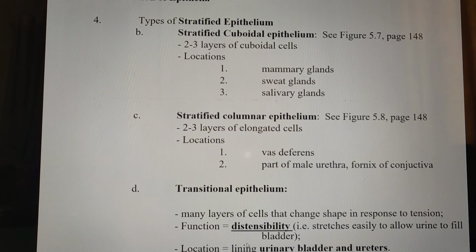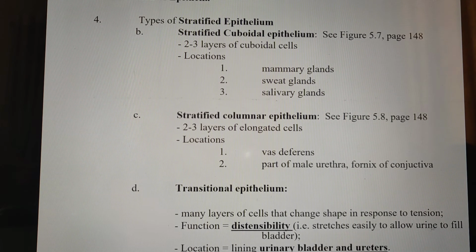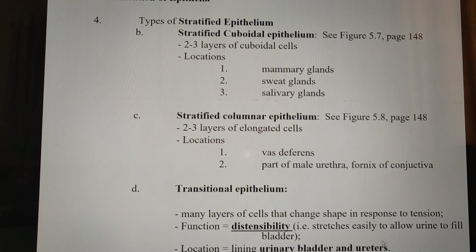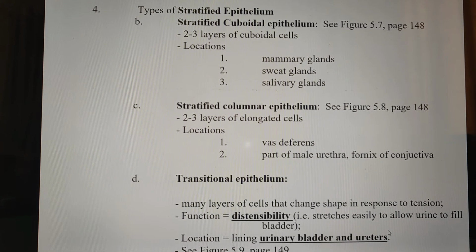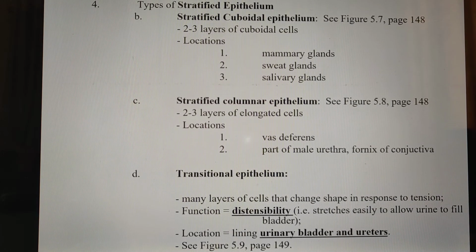So the main function is distensibility, it stretches easily to allow urine to fill the bladder. Its location is inside the urinary bladder as well as the ureter. It is the example of the transitional epithelium.